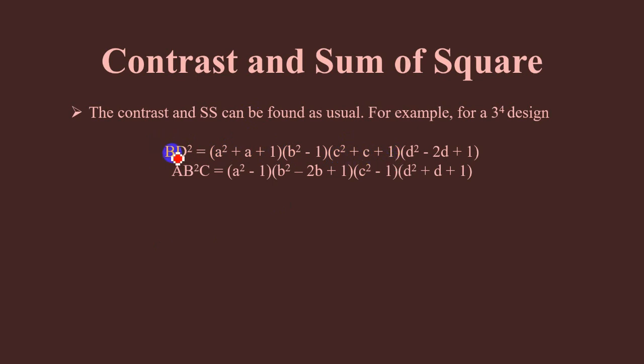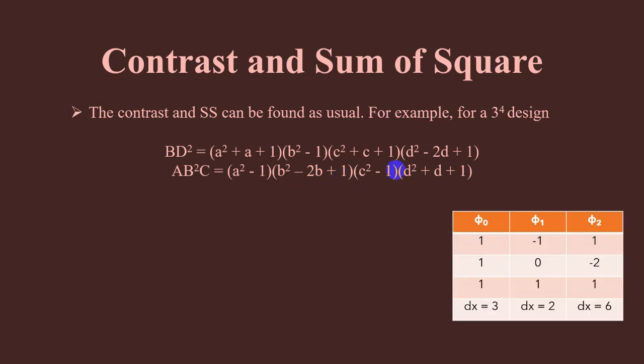b is present in BD square, so corresponding to b, it is b square minus 1. If you see AC is present in AB square, so the corresponding terms are a square minus 1 and c square minus 1. Now look at the quadratic factors. D square, the corresponding term is d square minus 2d plus 1, and b square, the corresponding term in AB square C is b square minus 2b plus 1.